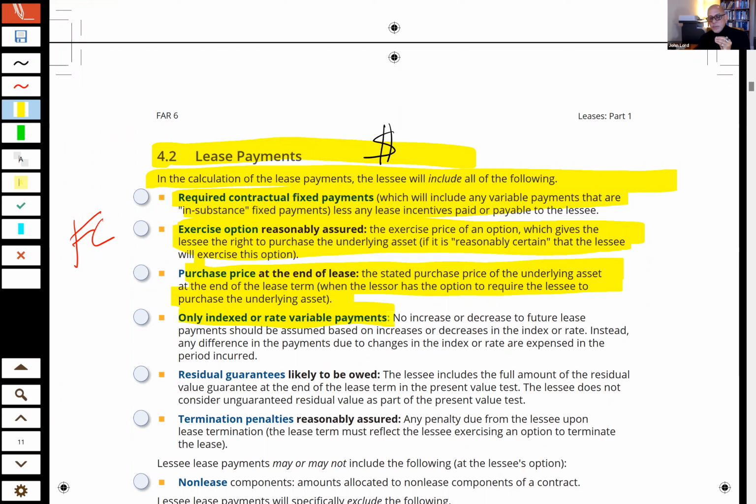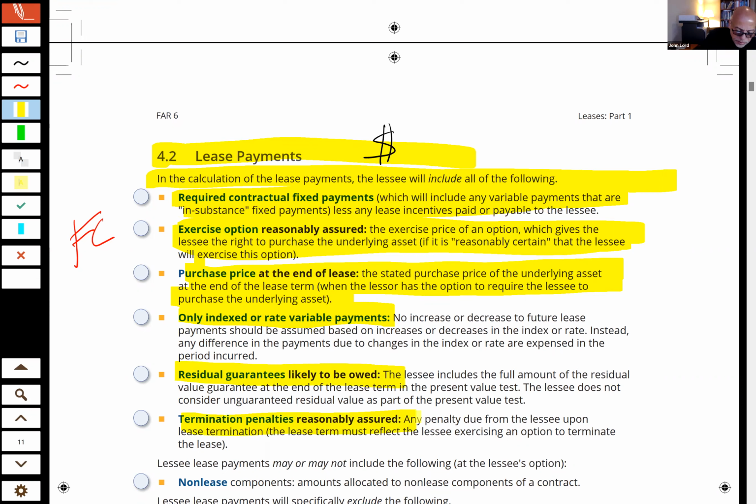In other words, they'd say you have additional payments that you'll have to pay, an additional amount over and above whatever the fixed payments are, if the price index goes up to a certain amount. And then you only take those differences for the indexed amount in the period when you go over, say, a consumer price index or something like that. Payments that are based on additional use, you do not include those, because you don't know if you're going to go over that additional use. Okay, any residual guarantee likely to be owed, termination penalties reasonably assured.